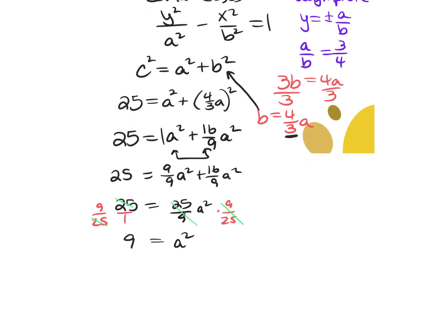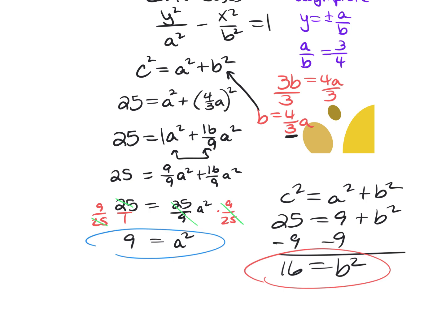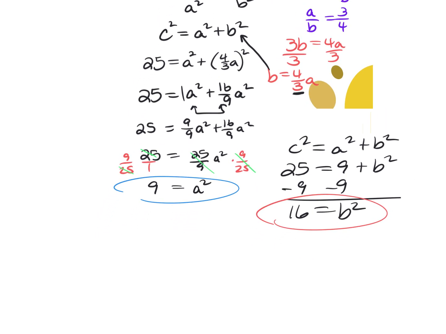So now that I have a squared, I need to plug it back into c squared equals a squared plus b squared again, and then I need to find my b squared. So 25 = 9 plus b squared, I can go ahead and subtract 9, and 16 equals b squared. So now that I have my a squared and my b squared, I can plug them back into the equation. So the final answer here is y squared over 9 minus x squared over 16 equals 1.